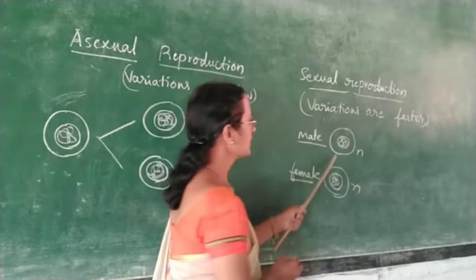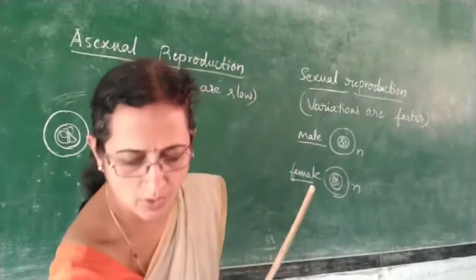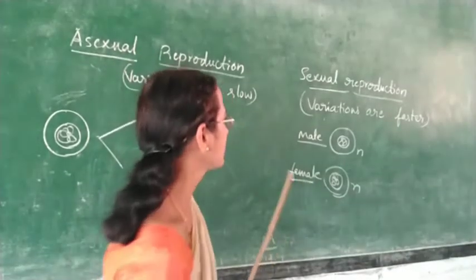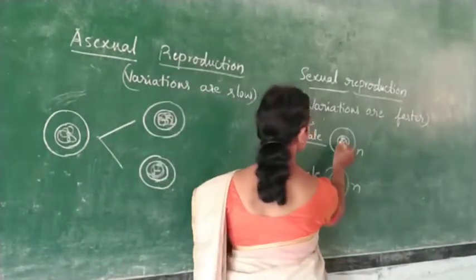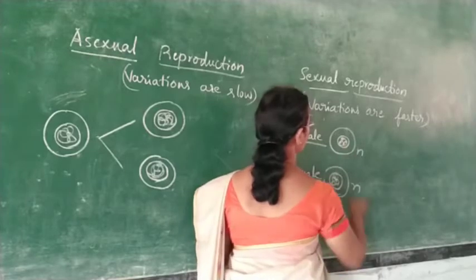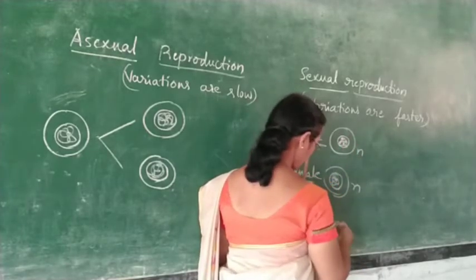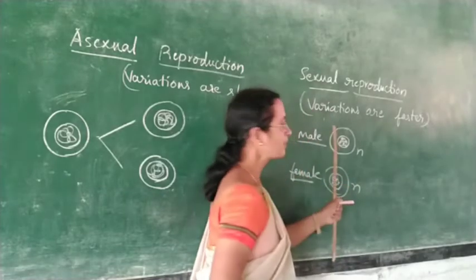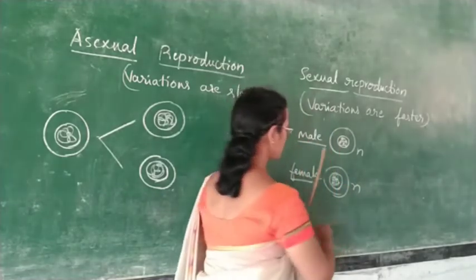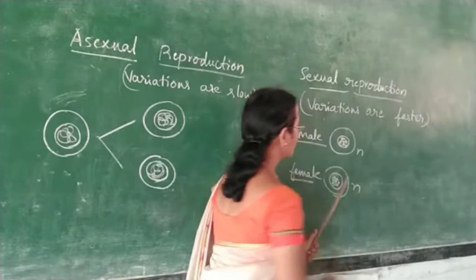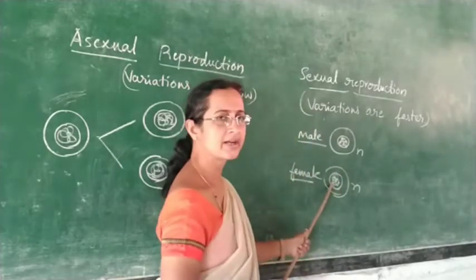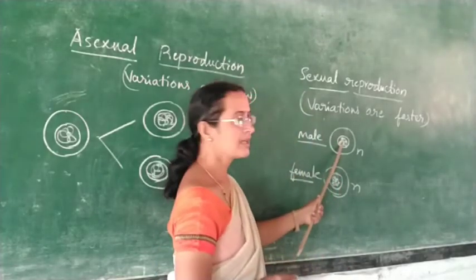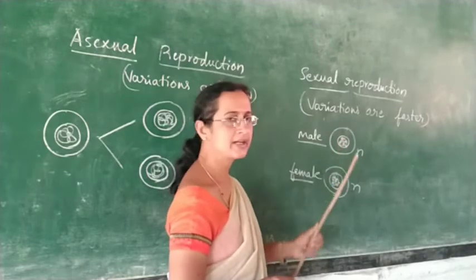In these two cells, you can see there will be so many variations. The variations will be so many. But here the variations are different from those of this cell. So you can find more blue colored DNA here, and here you can see more red colored DNA.